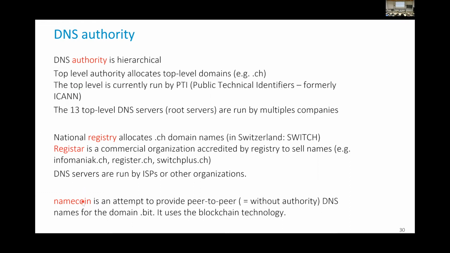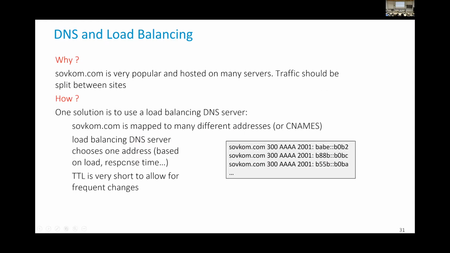There is an attempt to do it completely decentralized, that is limited to the .bit domain. So if you want a domain name that ends with .bit, you can use Namecoin, and then there is no authority. It uses blockchain technology to check the names. Probably this will expand in the future, so we will see later whether that replaces the centralized DNS or not. The future will tell.